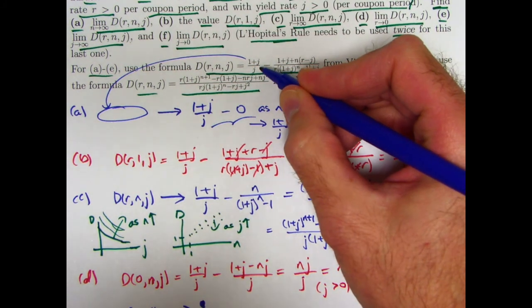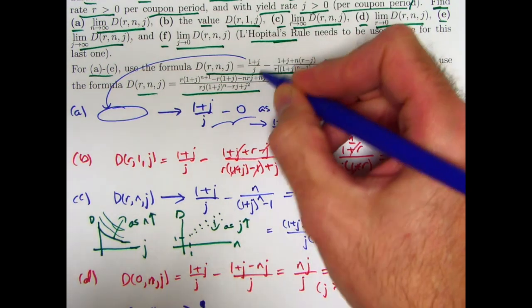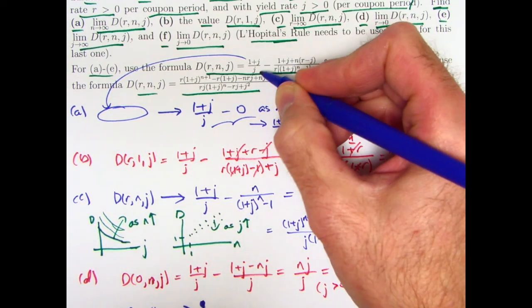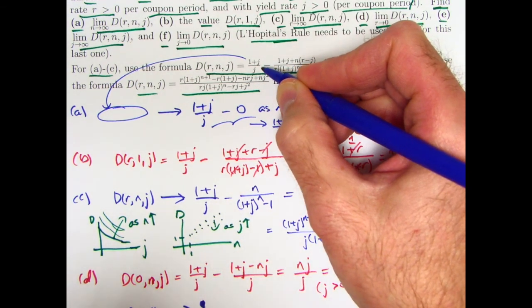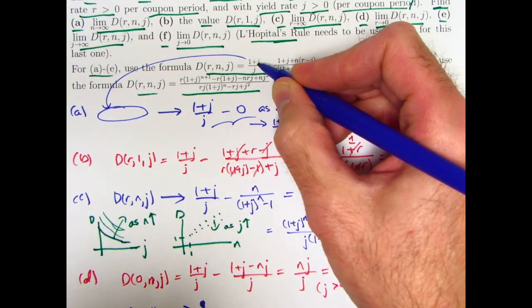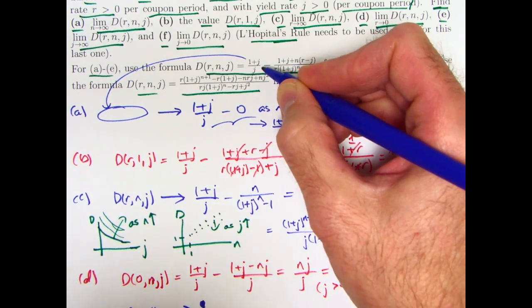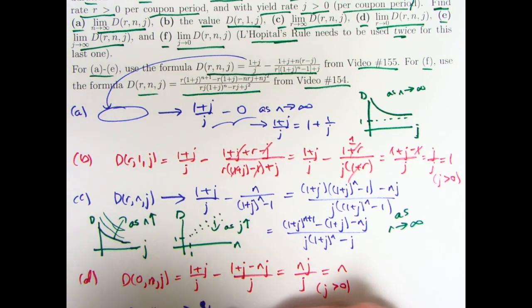This approaches 1, right? It's a rational function of j where the degree of the top and the bottom are the same. As j goes to infinity, it approaches the ratio of the coefficients of the highest power. 1 over 1 is 1.